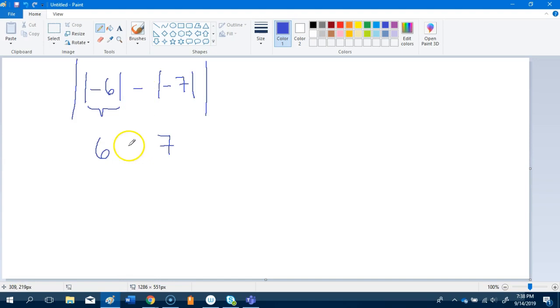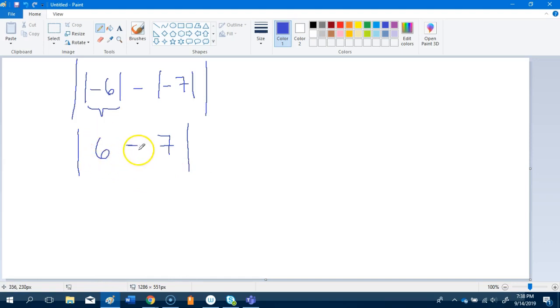I'm going to bring down the subtraction sign. I'm also going to bring down the absolute value bars. So what I've done is I've simplified the absolute value of -6 to +6 and the absolute value of -7 to +7. Now I'm going to work inside of the absolute value bars.